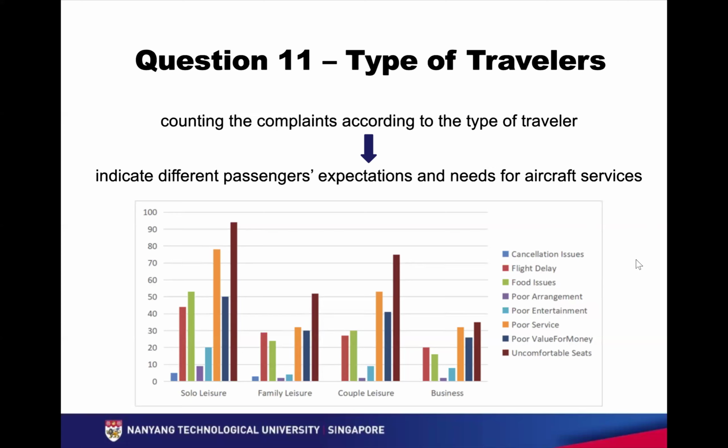Okay, then I will move on to the rest of question 11. We also count the complaints according to the four types of travelers, and this data can indicate different passengers' expectations and needs for aircraft service. Next page, please.